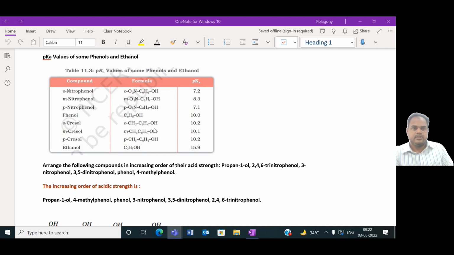Out of all these, which one has more acidic strength? 2,4,6-trinitrophenol, because nitro groups are present on the second, fourth and sixth carbons, so three electron withdrawing groups are present. Absolutely, it is the most acidic. Afterwards, dinitrophenol, where two nitro groups are present, then nitrophenol, then phenol, then methyl phenol. The last one, propan-1-ol, an aliphatic alcohol, is absolutely the least acidic.